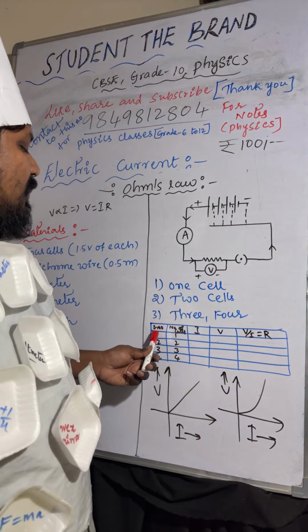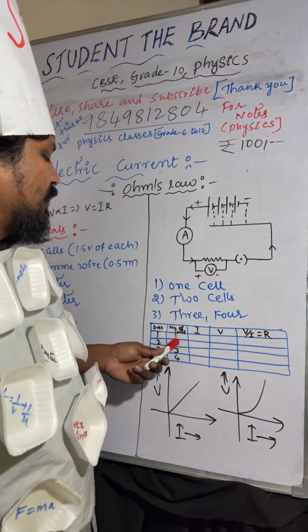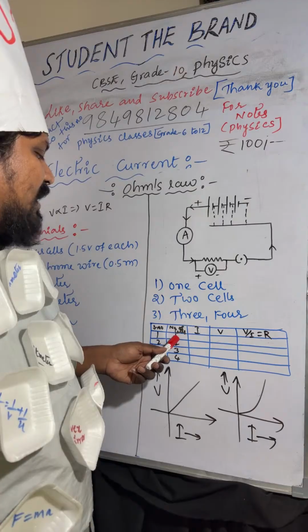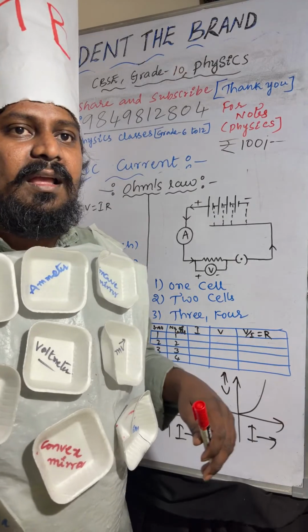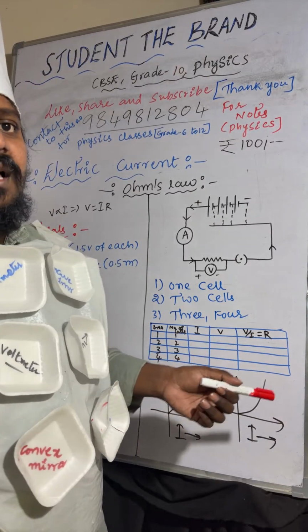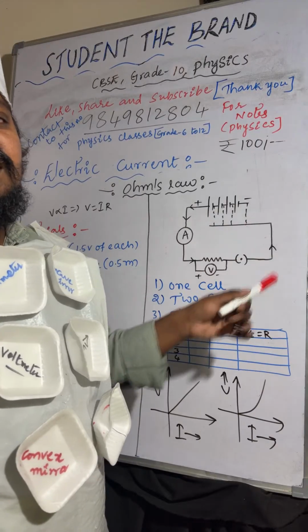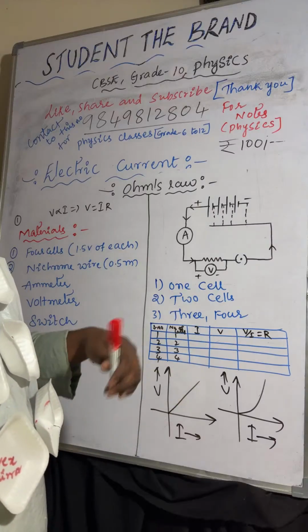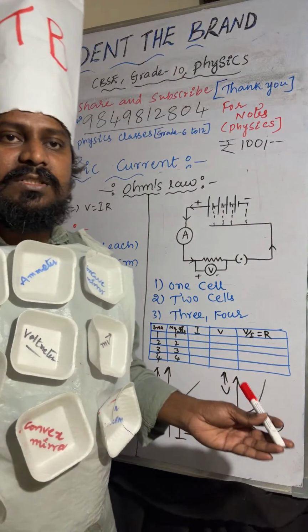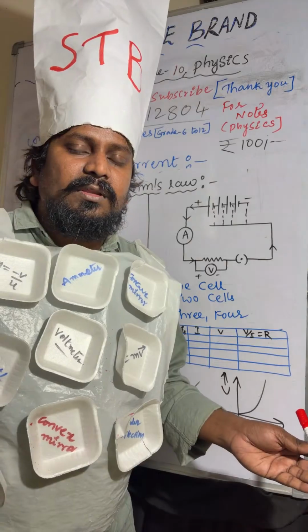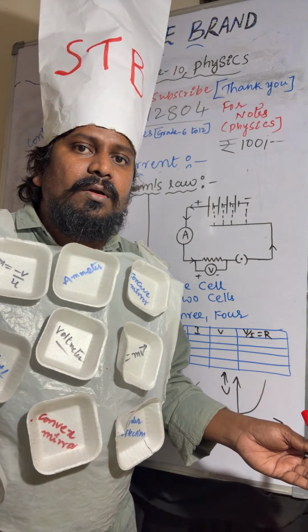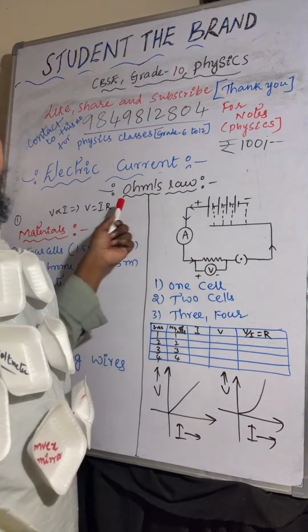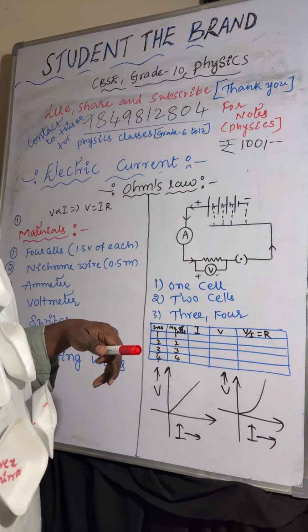Serial number of cells 1, 2, 3, 4. For that, first cell ammeter reading, voltmeter reading, and second ammeter, voltmeter, V by I. So then you will get all those values. After that, you have to draw the graph. Okay, so you have to draw the graph for VI. VI graph gives a straight line. So it is linear. V is directly proportional to I, right? Yes.